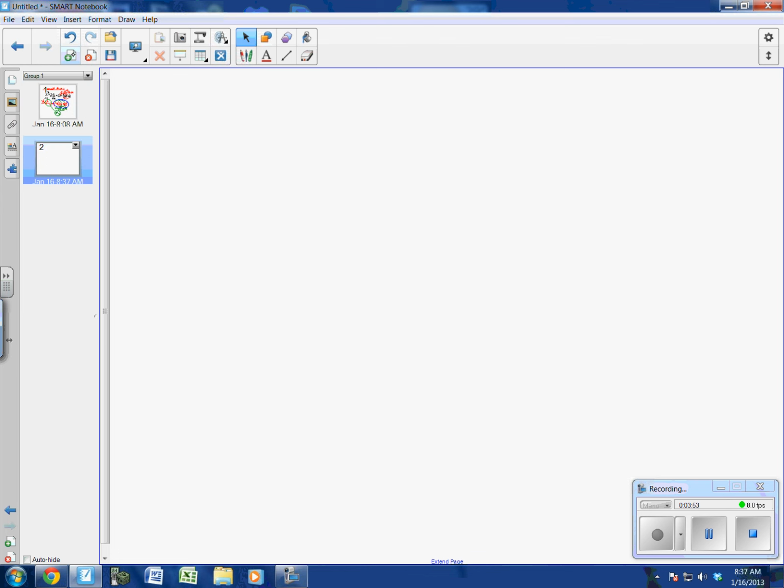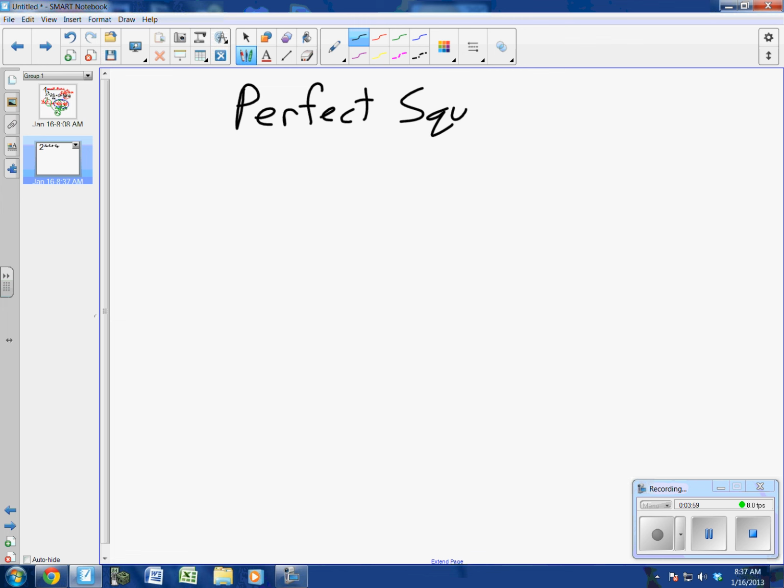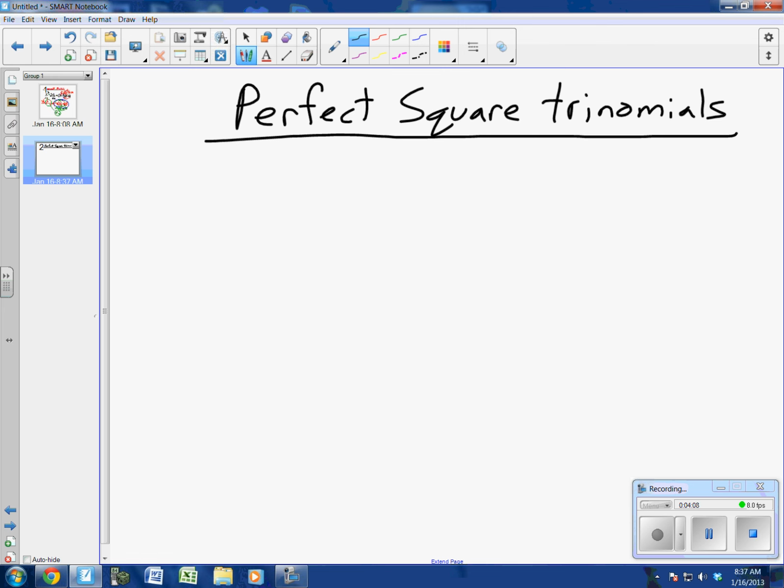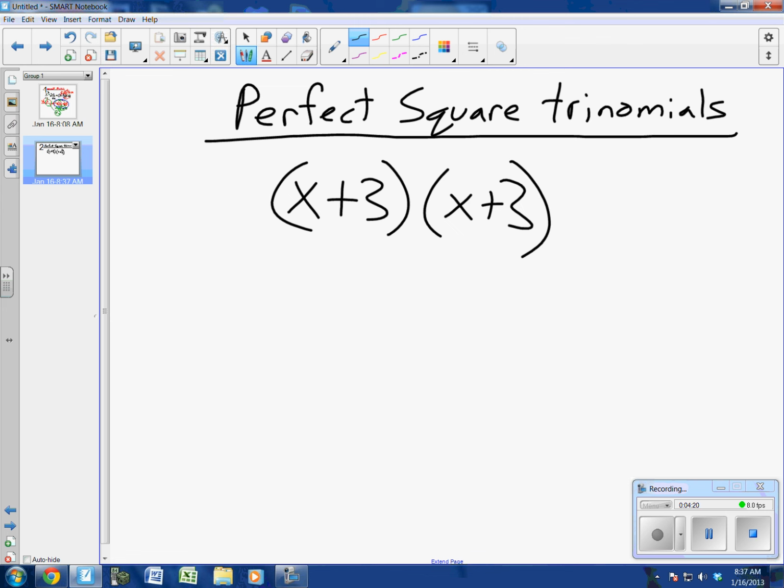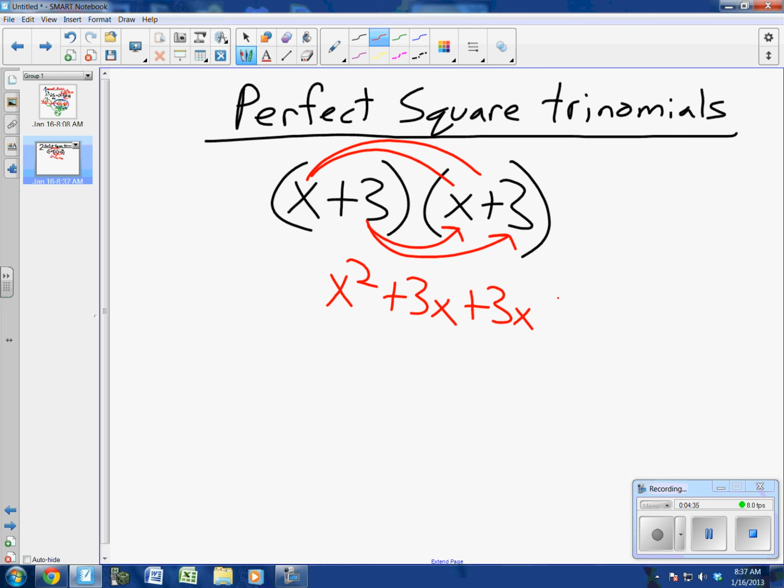The other one I want to talk about was perfect square trinomials. I was hoping you would discover what perfect square trinomials were, okay? Because I gave you a few examples. I told you to multiply something together that was something like x plus 3 times x plus 3. What happens when you multiply two binomials together that are exactly the same? Well, you get x times x is x squared. X times 3 is 3x. 3 times x is 3x. And 3 times 3 is 9.